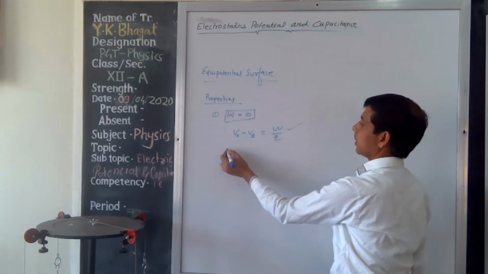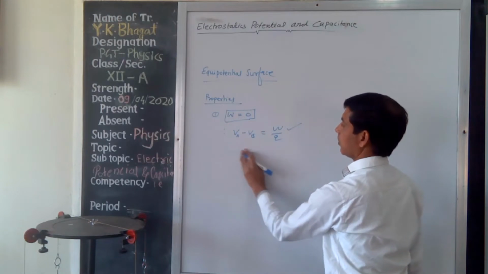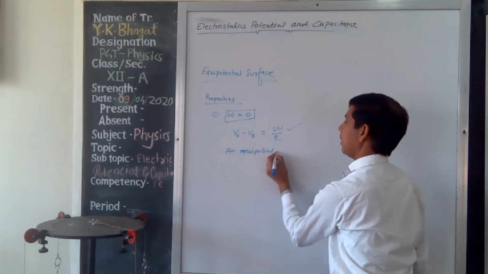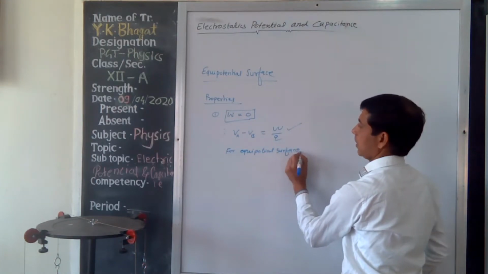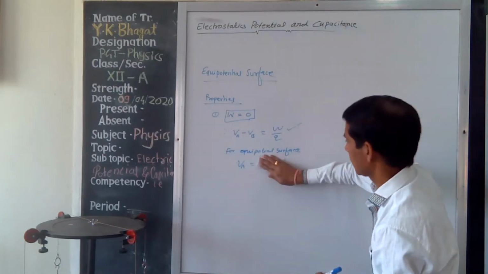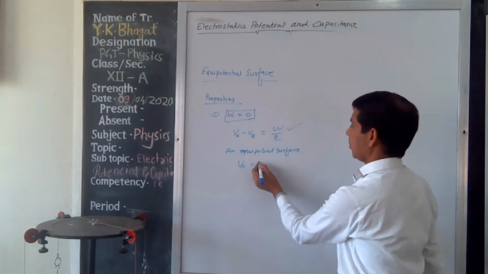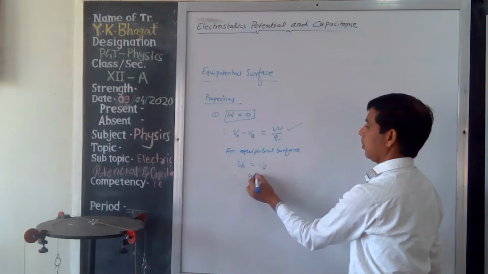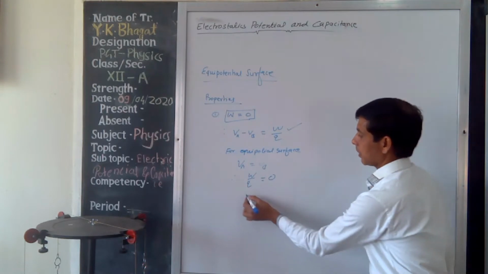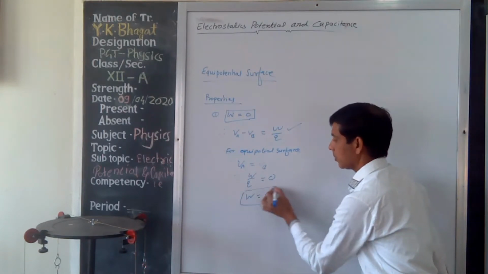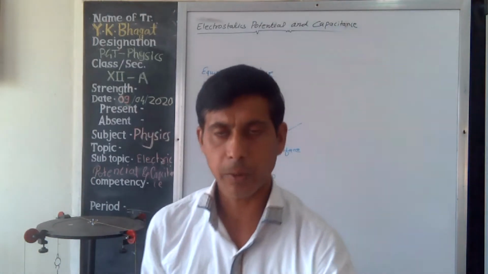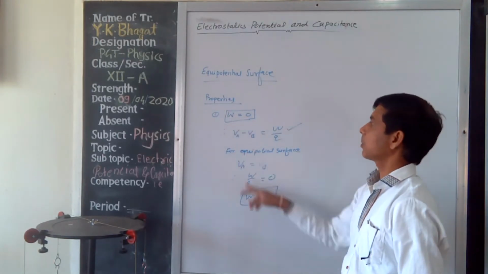But for an equipotential surface, we know that VA equal to VB. That means W by Q equal to 0, because VA and VB are equal. In this situation, W will be equal to 0. That means the work done to move any charge from one point to another point will be 0. It is the first property.